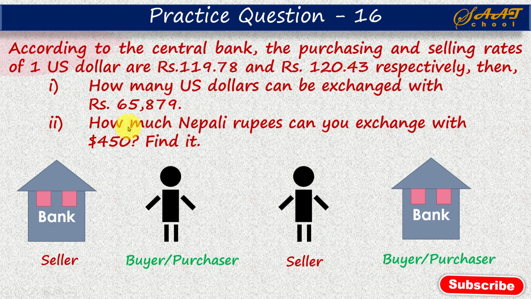In the second question, how many Nepali rupees can be exchanged for $50? Meaning you are going to exchange this dollar, or in other words, you are going to sell this dollar to the bank. Now in this case, you become the seller and the bank becomes the buyer or purchaser. In that case, the bank uses the purchasing rate, which is 119.78. So use the selling rate for question 1 and the purchasing rate for question 2, and try this question. Complete this challenge. I will see you in the next video.